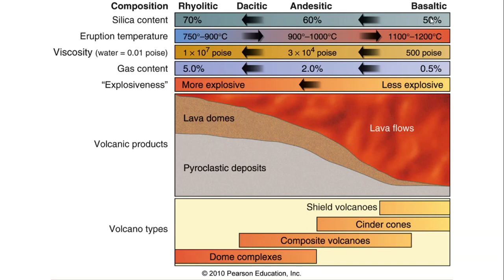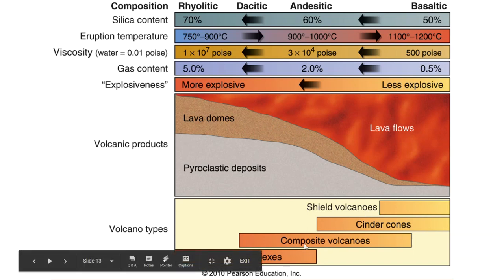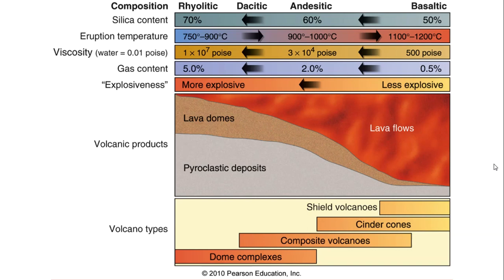The basaltic lavas tend to be around 50% silica or so and have much less gas content. So you can see it's not perfect; you don't just move from one into the other. You can have cinder cones and dome complexes at the same time. Likewise, you can have cinder cones and composite volcanoes and shield volcanoes all existing concurrently. But generally, they exist because of the character of the lava.